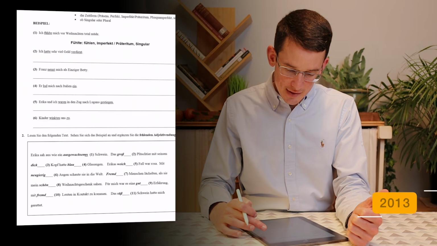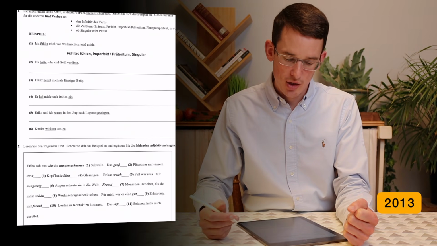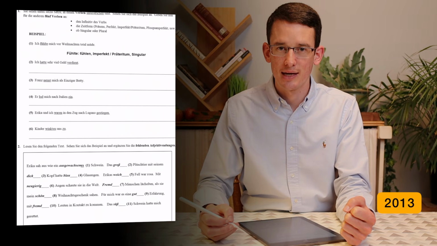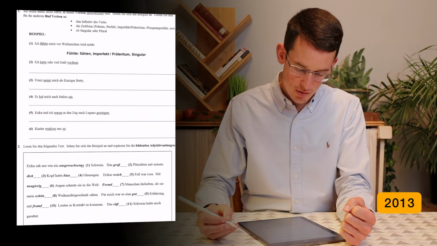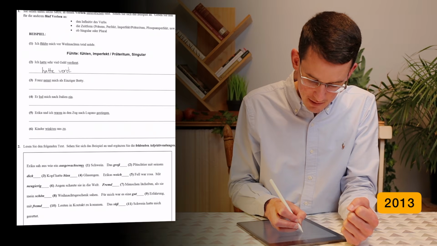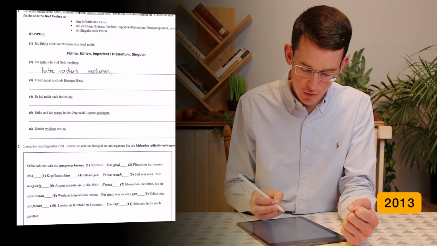Moving on then finally to 2013. Here we see again a little bit more demanding question where you have to write out the infinitive, the tense, and then whether it's singular or plural. So let's jump into it here. Ich hatte sehr viel Geld verdient. So again, just write out the verb as neatly as you can. Hatte verdient. And again, we're not interested in the hatte part. We just want to write out verdienen, because this is the infinitive of the whole verb.